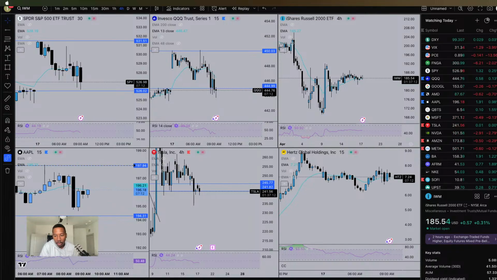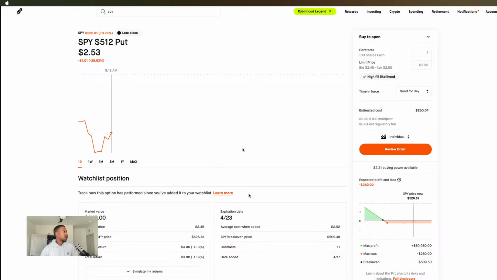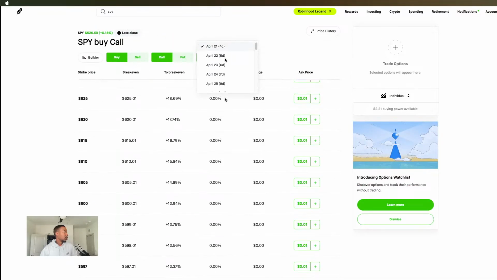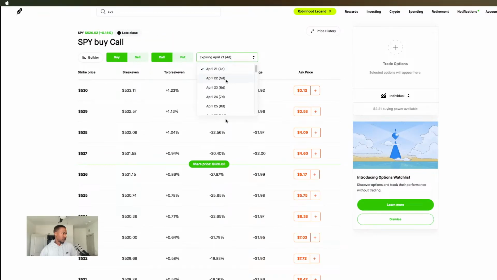You said it's closed Monday. Are you saying the stock market's closed Monday? Let me look at the calendar real quick. Okay, so when I say Monday, I mean Tuesday. So yeah, I guess it is closed on Monday. So it expires on Wednesday, but ideally I get out of it on Tuesday.